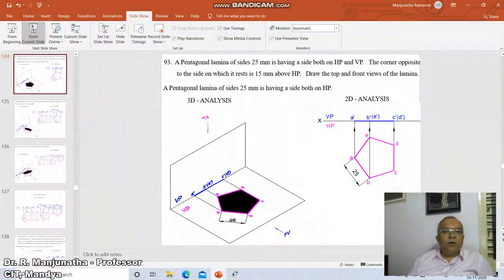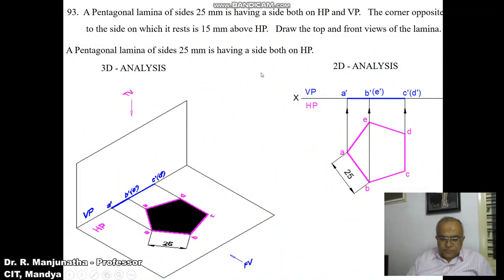A pentagonal lamina of sides 25 mm is having a side on both HP and VP. The corner opposite to the side on which it rests is 15 mm above HP. Draw the top and front views of the lamina.